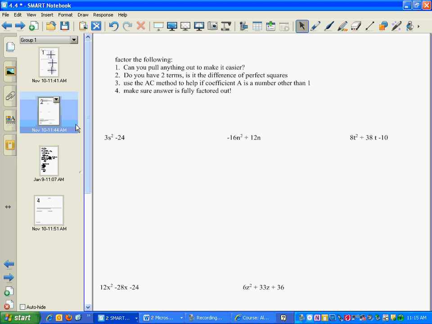Number 2, do you have 2 terms? 2 terms might imply the difference of perfect squares. Really, really important concept to learn, difference of perfect squares. Use the AC method? No, we're going to go back and we're going to say box method. We're going to do the box method, because that'll help you factor every single time.